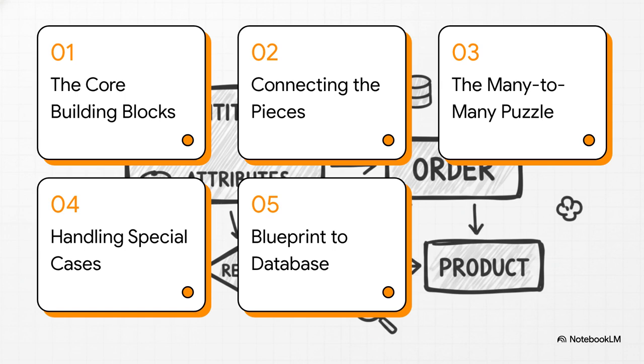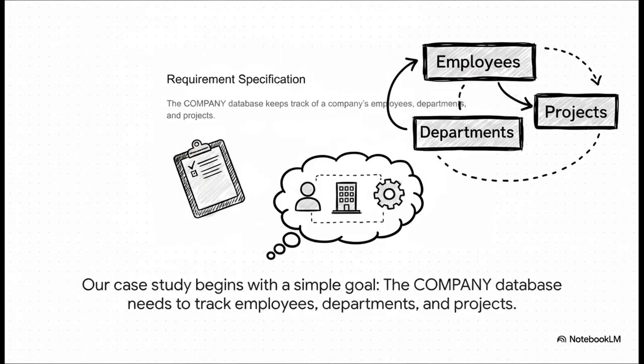Ready? Let's jump in. Okay, every single database project begins right here, with a simple goal. In our case, the company needs to keep track of its employees, its departments, and the projects they're working on. Right away, those three things, employees, departments, projects, should be jumping out at you. These are our main entities, the absolute core nouns that our whole system is going to be built on.